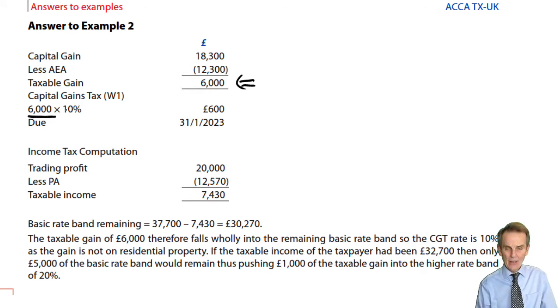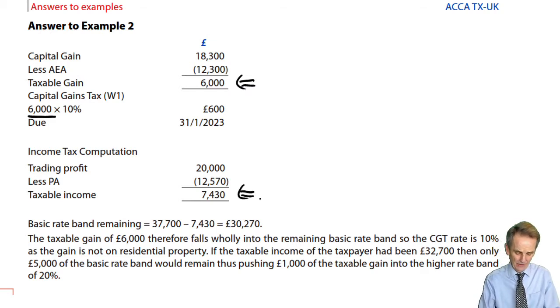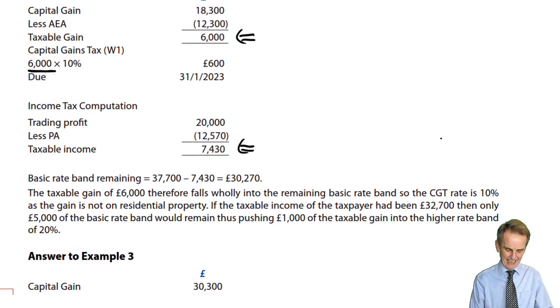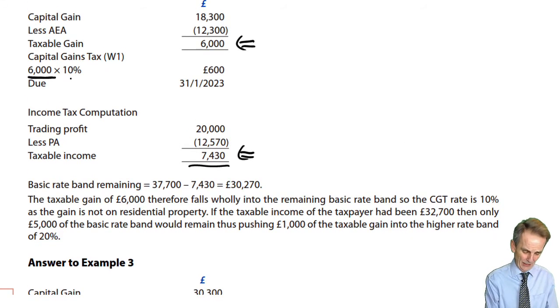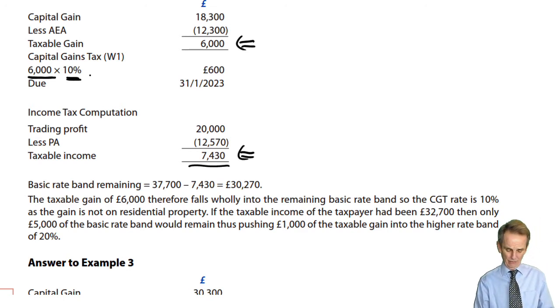Now, as we can see, for that we need to know, as well as what asset is it that is being disposed of, what is our taxable income figure. And when we take away the personal allowance from the relatively small trading income figure, we get a taxable income of only £7,430. So very, very obviously, and without bothering, of course, in a 2-mark objective testing question to do any workings on this, we know that the basic rate band remaining is a lot bigger than that taxable gain, and hence all of that taxable gain will be taxed at the lower rate of 10%.